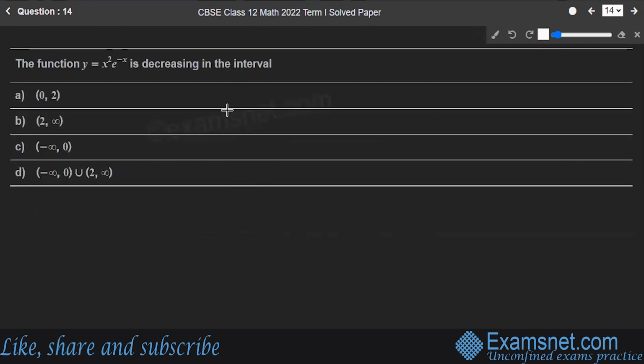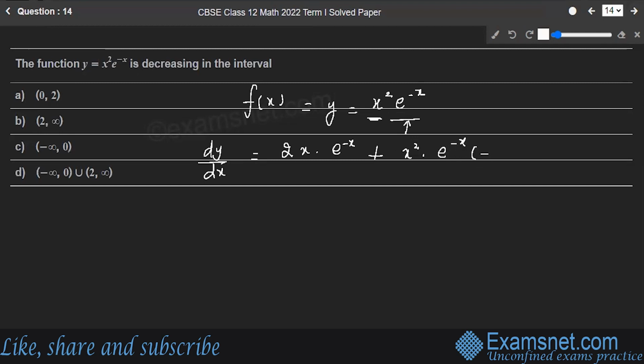Next is question number 14. The function y is equal to x squared into e raised to power minus x is decreasing in which of these intervals? You are given the function f(x), which is y, equal to x squared into e raised to power minus x. Let's differentiate both sides. dy by dx will be given by 2x into e raised to power minus x, taking this as the first function: first function into derivative of second plus second function into derivative of first. Okay, this makes it, I'll take x into e raised to power minus x common, times 2 minus x.